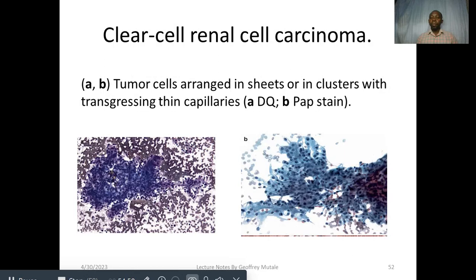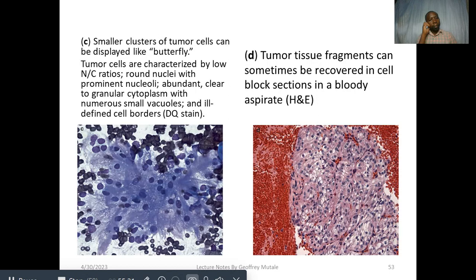So here we have an image demonstrating how a clear cell renal cell carcinoma appears. We have images A and B, where we can see tumor cells arranged in sheets or in clusters with transgressing thin papillae. We have images here illustrating the same: one of cytology and then one in histology.